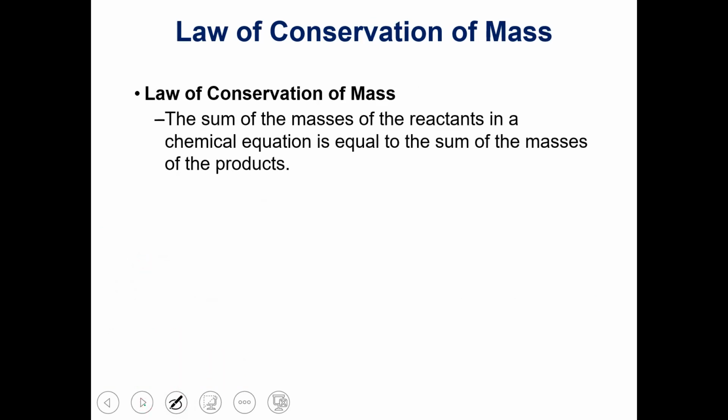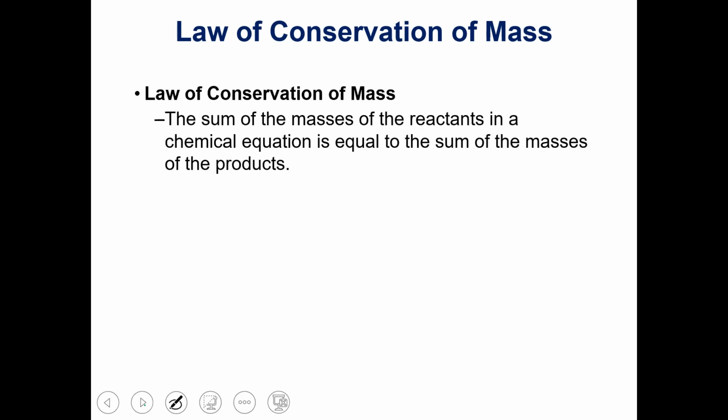Now, when we do a chemical reaction, we have to remember the law of conservation of mass. The law of conservation of mass tells us that the sum of the masses of the reactants in a chemical equation has to be equal to the sum of the masses of the products. So you can't lose matter. You end up with the same amount of matter that you started with. You only change what you have.